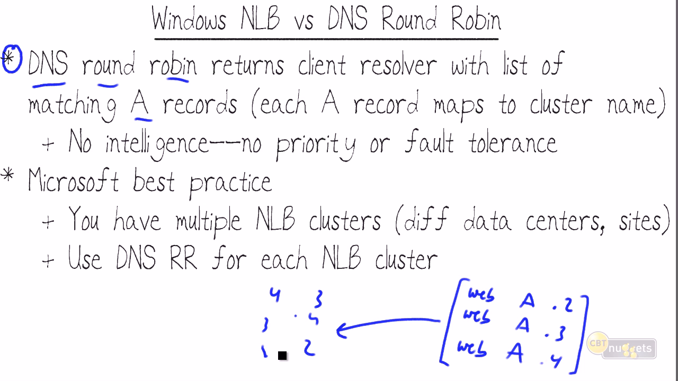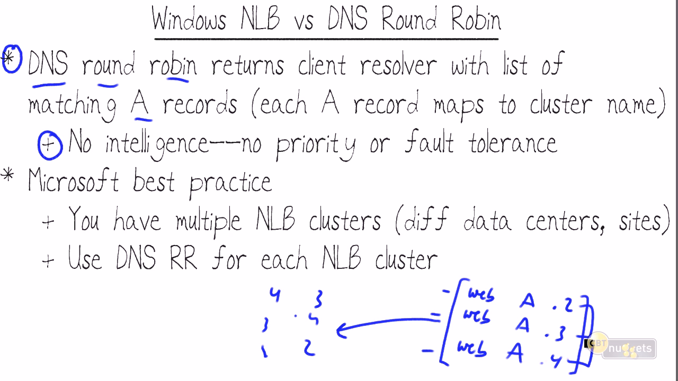So the biggest differentiator here is that there's no intelligence. There's no priority or fault tolerance here. There's no way that these three web servers can detect who's online. In fact, they have no knowledge of each other. So management-wise or managerially, DNS round robin is a pain. You're going to have to modify your DNS zone if you need to take a box offline for maintenance, etc.